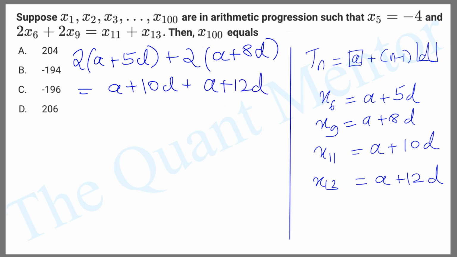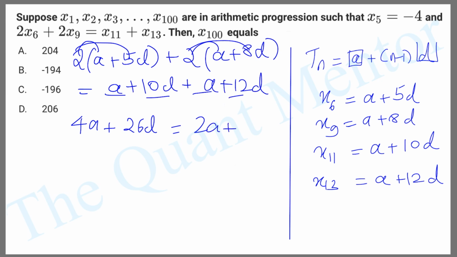And now the left hand side will have 2 into a plus 2 into a, that is 4a, plus 2 5s are 10d and 2 8s are 16d. 10 plus 16 is 26d. This will be equal to a plus a, 2a, plus 10d plus 12d is 22d. Now taking all the terms on the left hand side, 4a minus 2a will be 2a, plus 26d minus 22d is 4d. 2a plus 4d is 0.